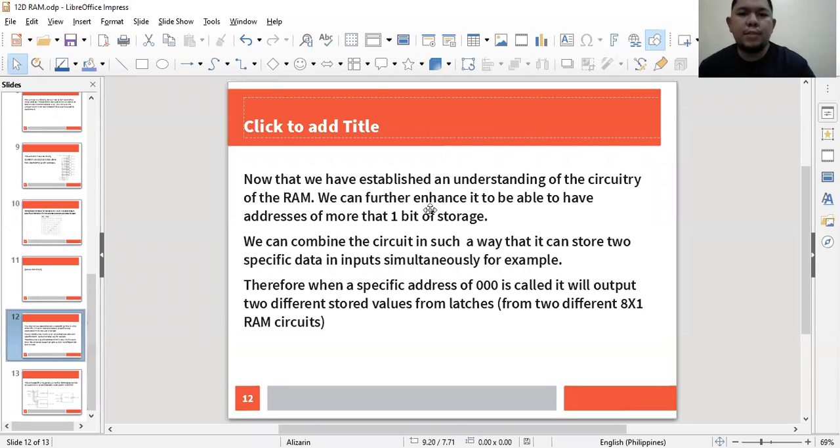Now that we have established an understanding of the circuitry of the RAM, we can further enhance it to be able to have addresses of more than 1 bit of storage. As we saw earlier, we were only able to store a single bit of value. We can combine the circuit in such a way that it can store 2 specific data inputs simultaneously, for example. Therefore, when a specific address of 0, 0, is called, it will output 2 different stored values from 2 different latches, from 2 different 8x1 RAM circuits. Let's see the specific circuit.